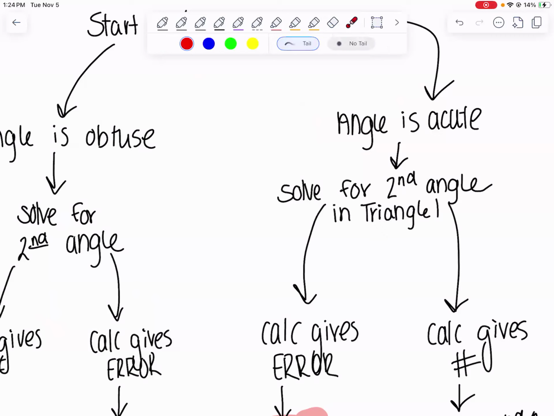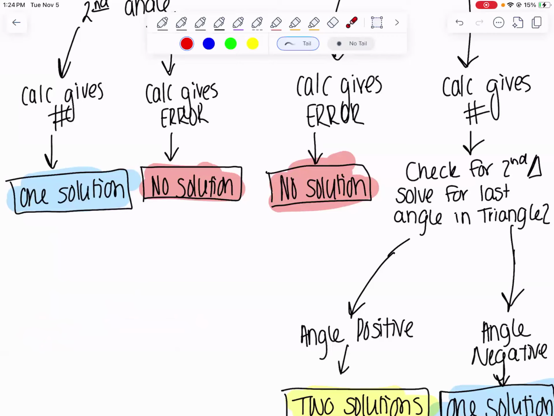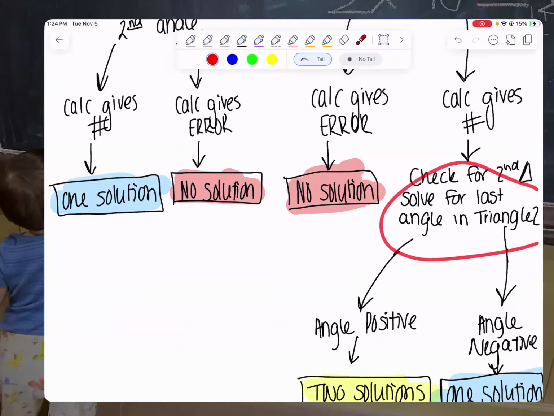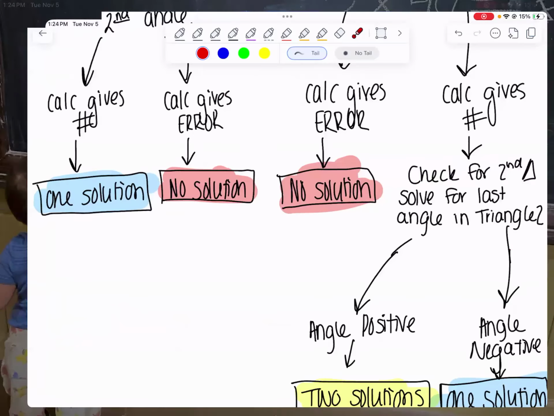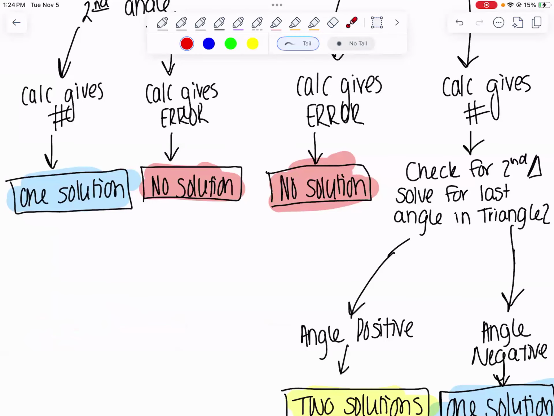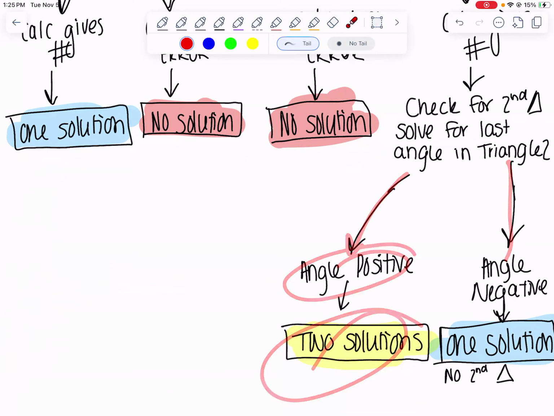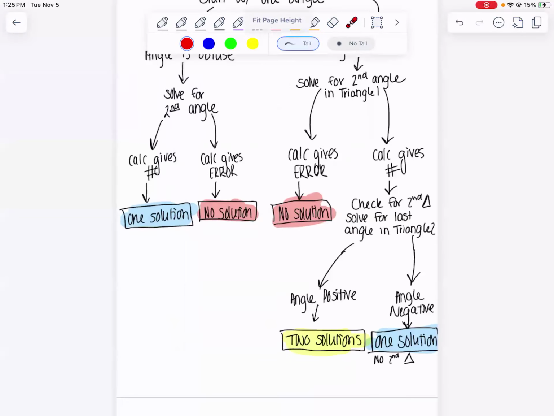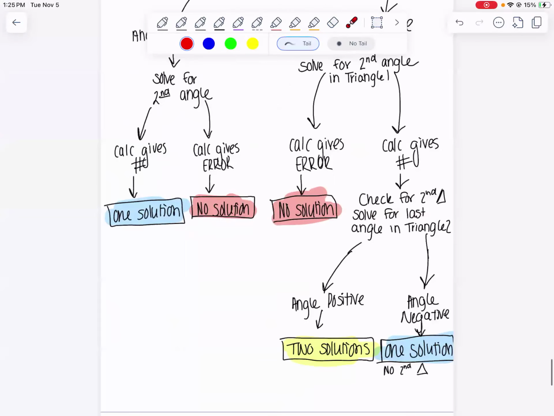On the step where you solve for the last angle, you'll get angle one, then you'll get angle two by doing law of sines. Angle three is going to be 180 minus the other two angles. Once you solve for that last angle in triangle two, either that angle will come out positive and then there's going to be two solutions, or that angle comes out negative and there's one solution, no second triangle. So that's a brief summary of those different cases.